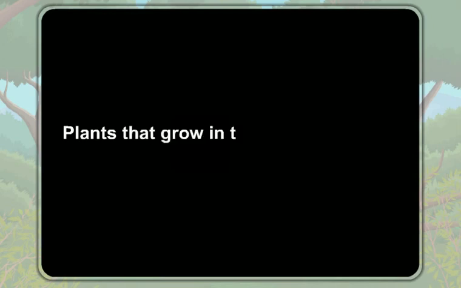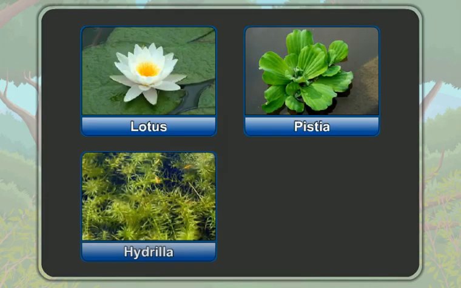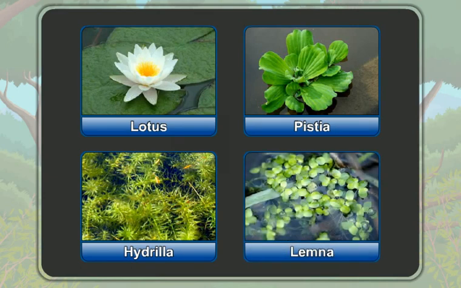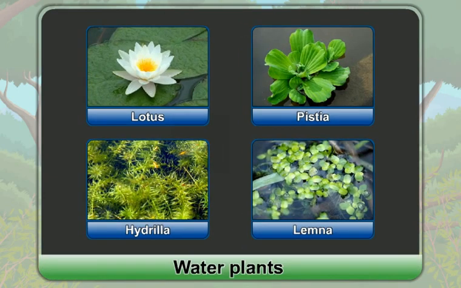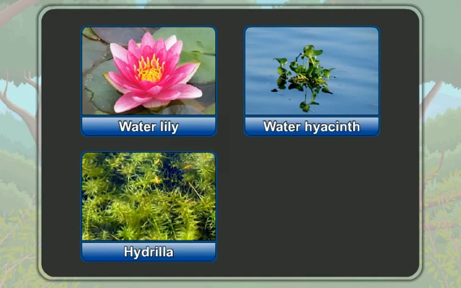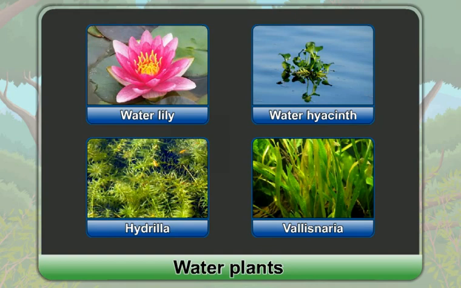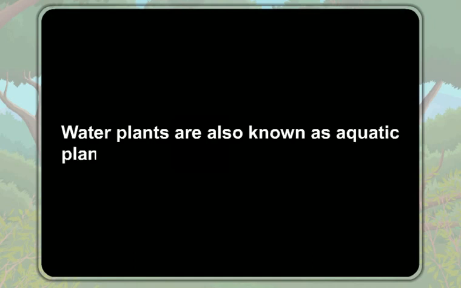Plants that grow in the water are called water plants. So, plants like a lotus, a pistia, a hydrilla, a lemona are water plants. Plants like a water lily, a water hyacinth, a hydrilla, and a vallisneria are also water plants. Water plants are also known as aquatic plants.